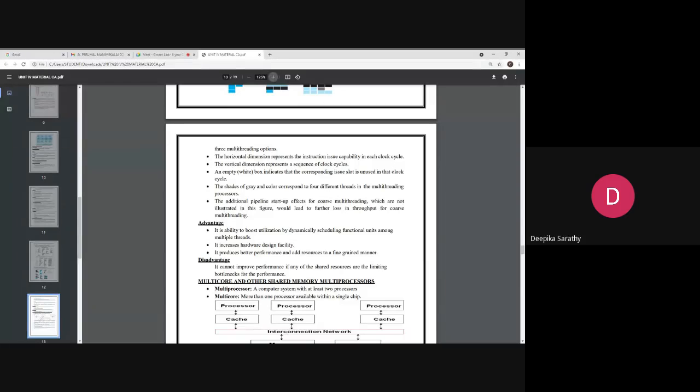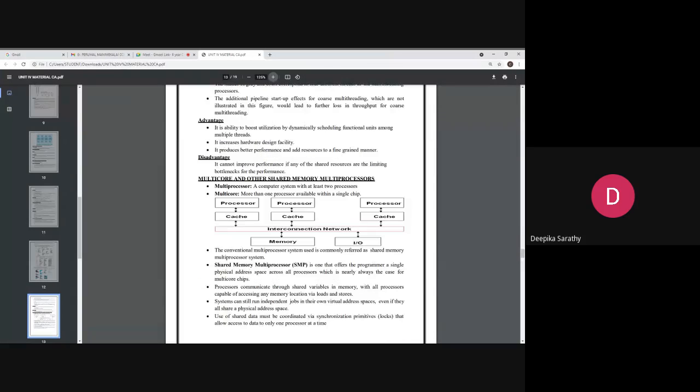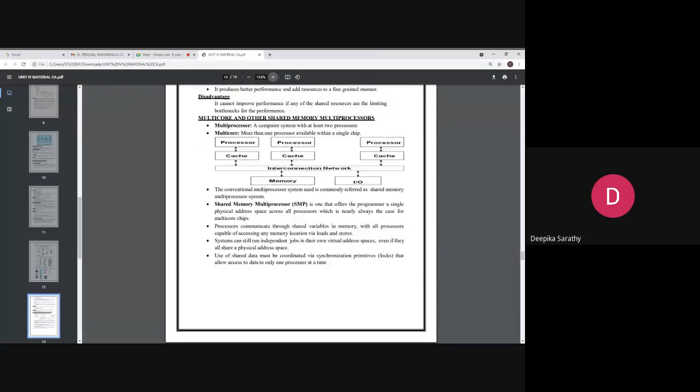The problem here is that when I am processing thread A and thread B, if thread B is having any problem, then that process will not get completed. It is an advantage, a positive, only if both execute and the output comes. If B is not obtaining the output, then that is a problem. Clear? Just the disadvantages. What is this multi-core and other shared memory multiprocessor?